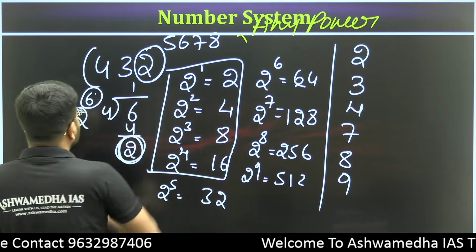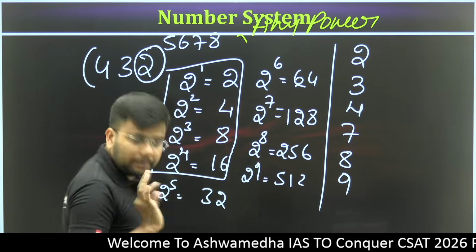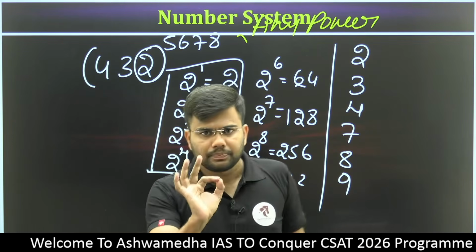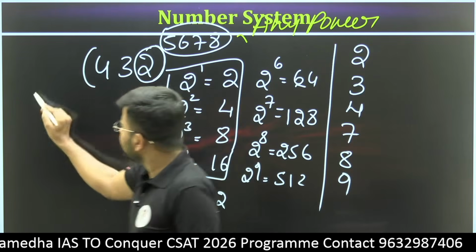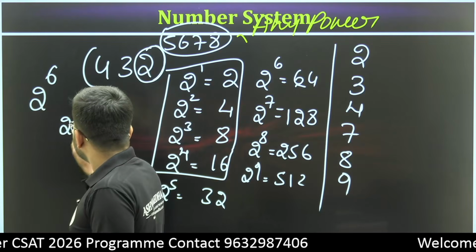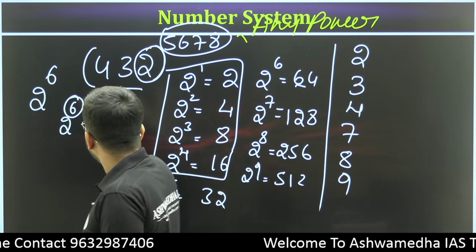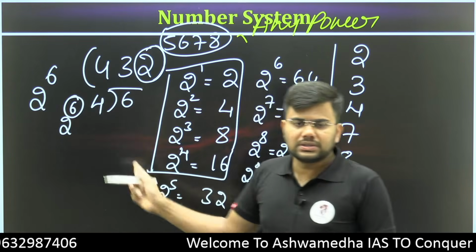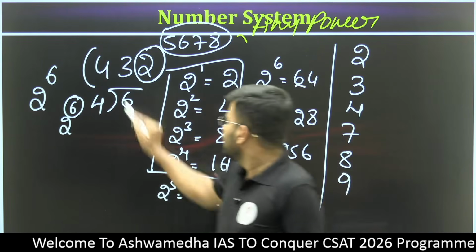Once again, I am telling you. Unit digit of 2 repeats at a cycle of what? 4. So what you're supposed to do? You're supposed to take the power. If it is 2 power 6, you're supposed to find the unit digit. Take the power, 6 divided by 4. Why this 4? 4 is because the unit digit of 2 repeats such a cycle of 4. So 4 ones are 4.